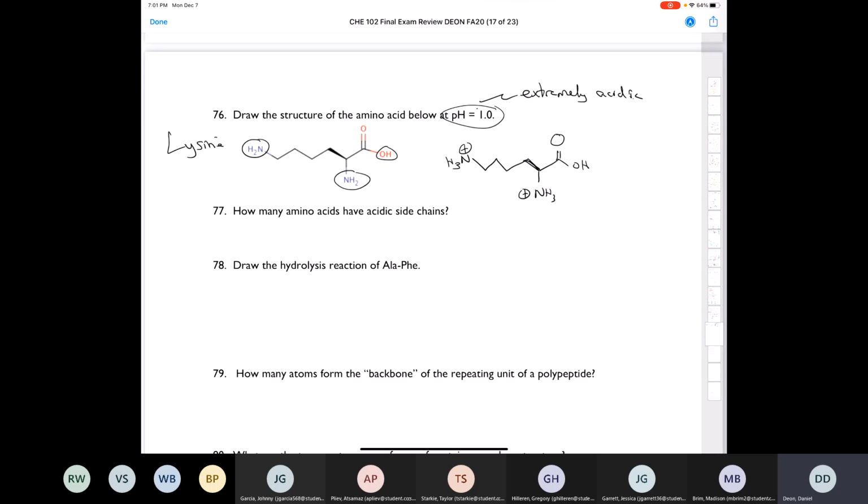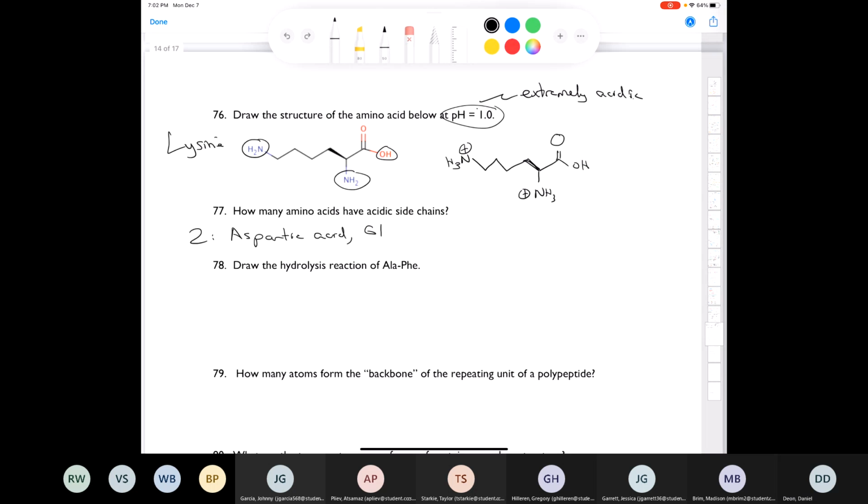How many amino acids have acidic side chains? It's another one I wouldn't expect you to have memorized, but maybe you picked it up along the way, because we did look at polar groups, acidic ones, basic ones. The answer is there are 2. There's aspartic acid and glutamic acid. Aspartic acid has one CH2, and glutamic acid has an extra one in it.